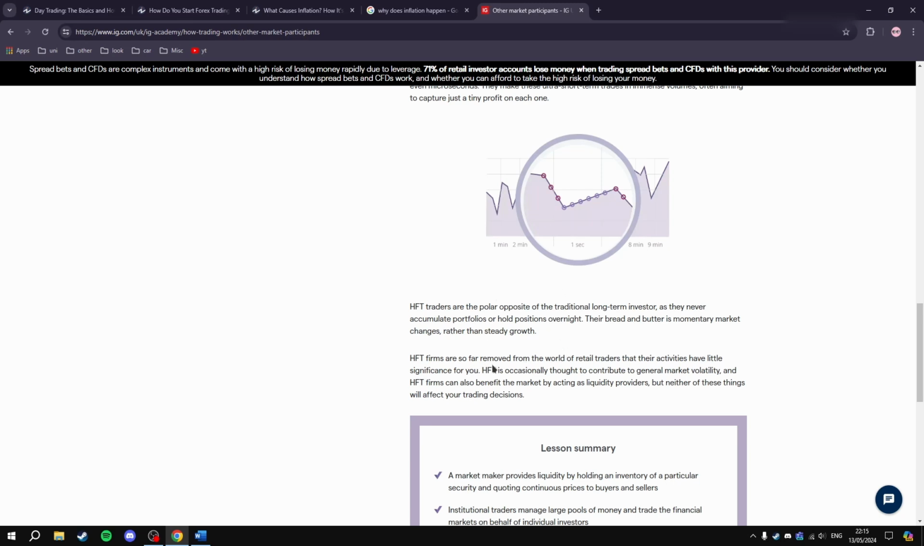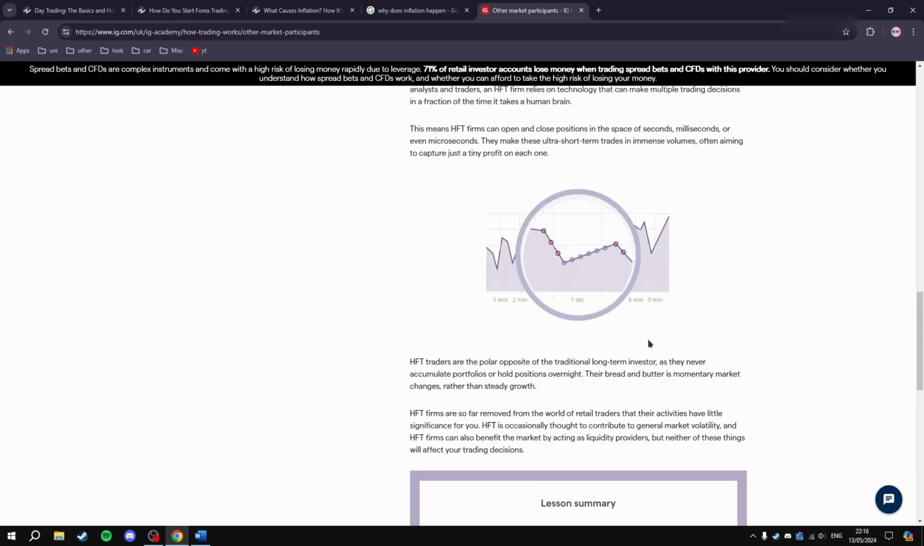High-frequency trading firms are so far removed from the world of retail traders that their activities have little significance for you. High-frequency trading is occasionally thought to contribute to general market volatility, and high-frequency trading firms can also benefit the market by acting as liquidity providers, but neither of these things will affect your trading decisions.